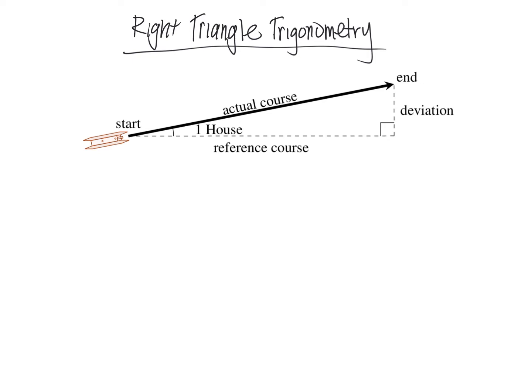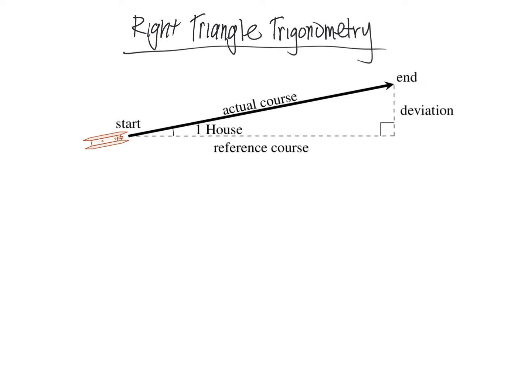Our next section is right triangle trigonometry. Now, during a voyage, a navigator uses a reference course to keep track of their positions. The reference course is a line that runs between the starting point and their destination.